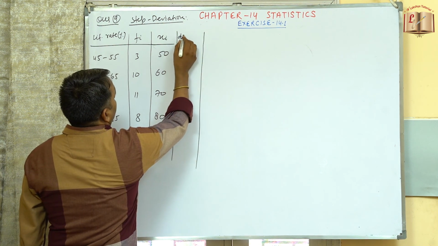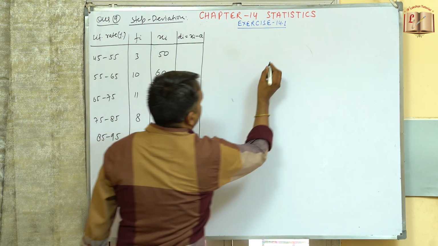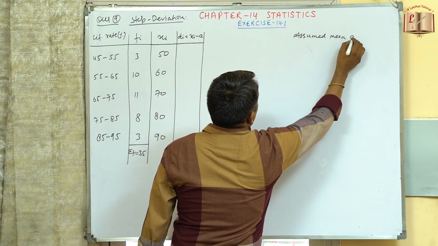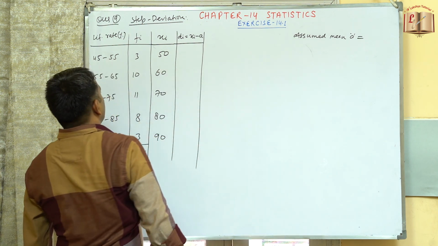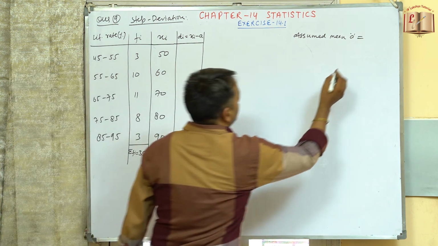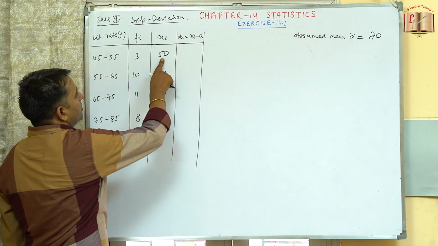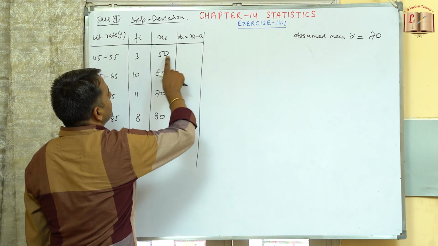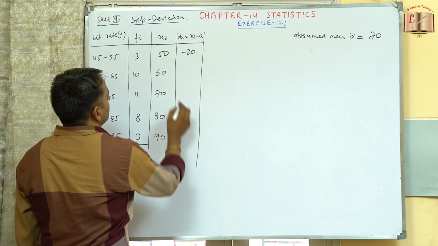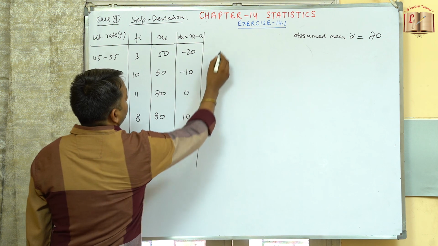Next comes di, which equals xi minus a. Now the assumed mean a is the mid value. So there are 5 intervals, and the mid value will be the assumed mean. So this is 70. Now xi minus a, means 50 minus 70, so for the first this will be minus 20. Again this will be minus 10, then 0, then 10, then 20.